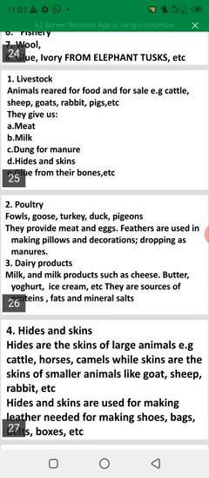Out of poultry. The poultry includes what? Fowls, goose, turkey, duck, pigeons. They provide meat and egg. Their feathers are used for decoration and for making pillows. And the droppings from them are also for manure.